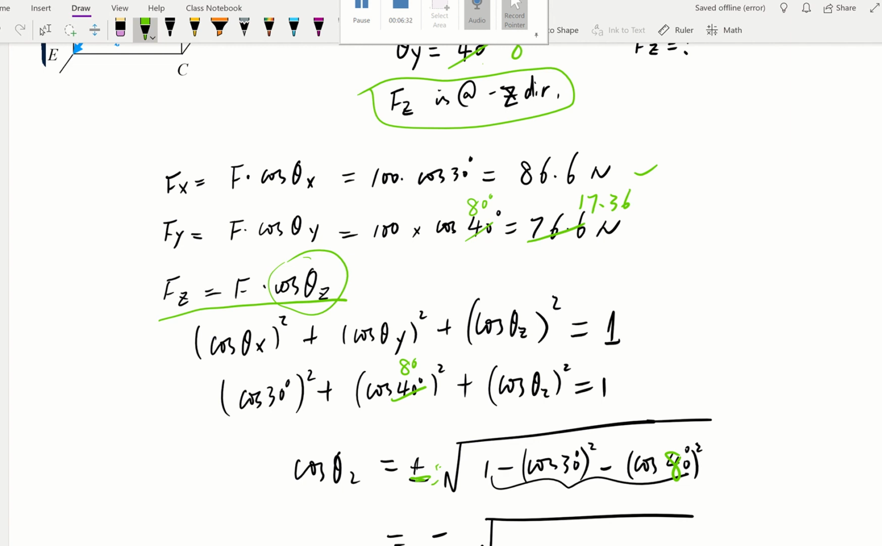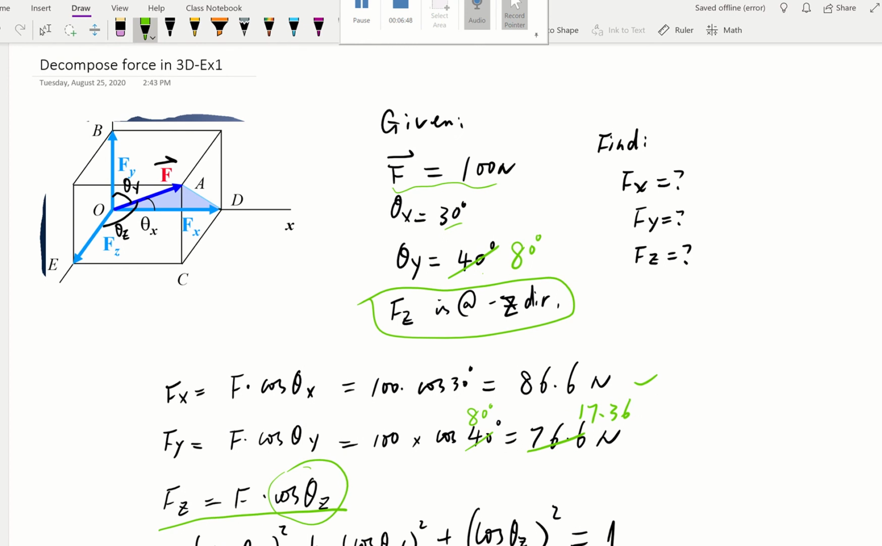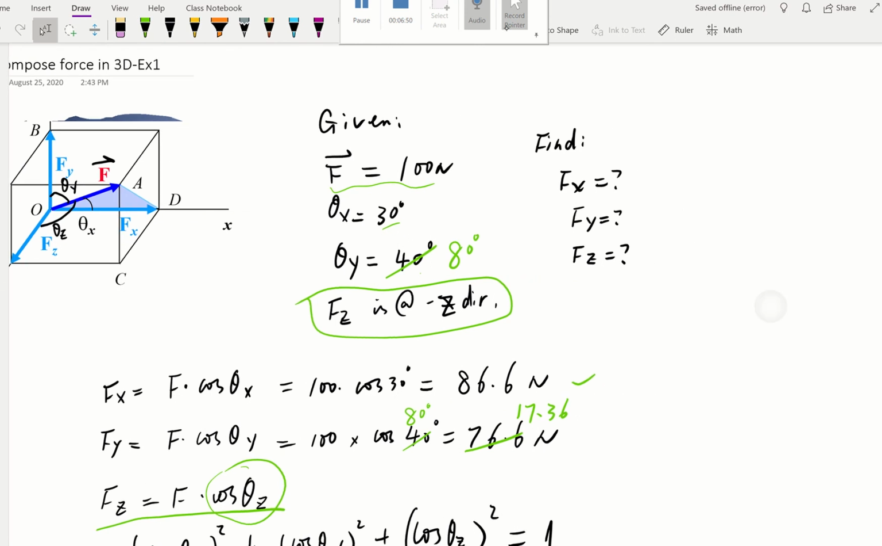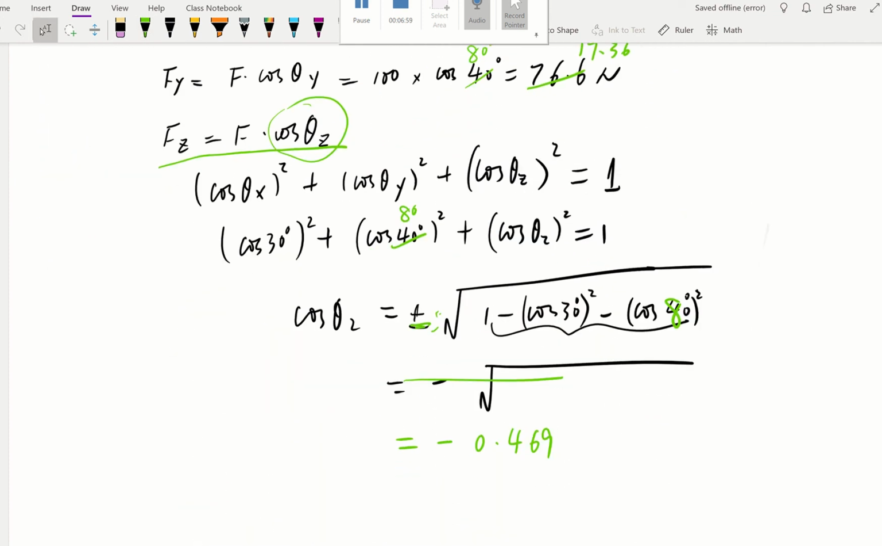Then we're going to take a square root. Then I have an answer, and this will be negative 0.469. That's for our cosine theta z. Well, do we need to find the angle? If they didn't ask us, we don't need to. But here I'm actually going to add it. Go ahead and find this angle, theta z. That's another unknown. So how do we do that?